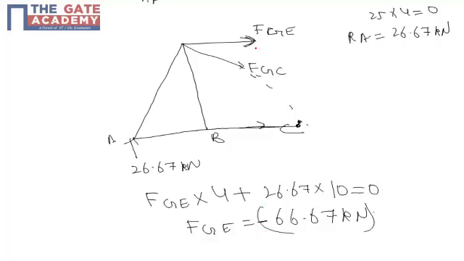So correct, since the minus sign is indicating compressive itself, because we have assumed initial direction to be tension in member FGE. So correct answer for question number 45 is 66.67.